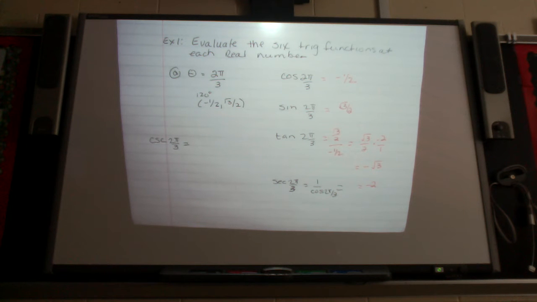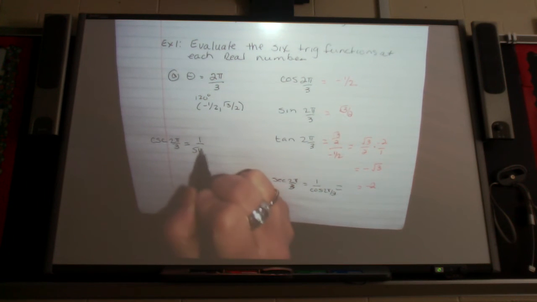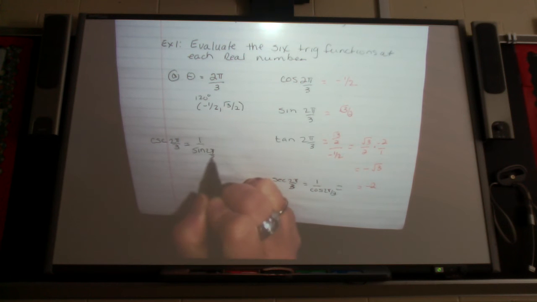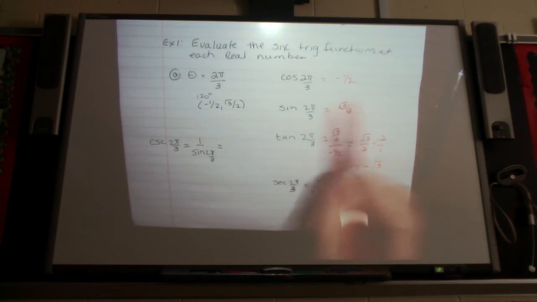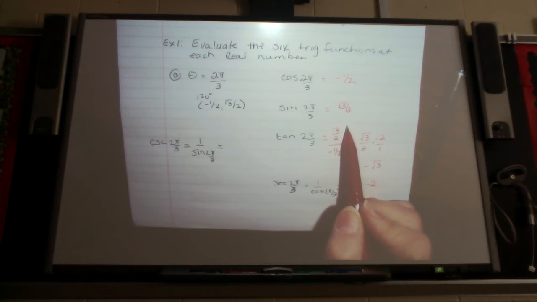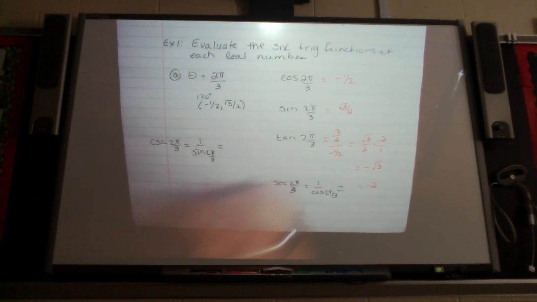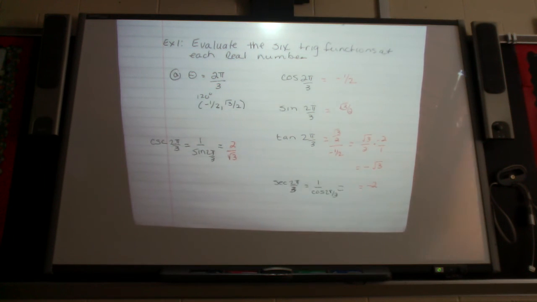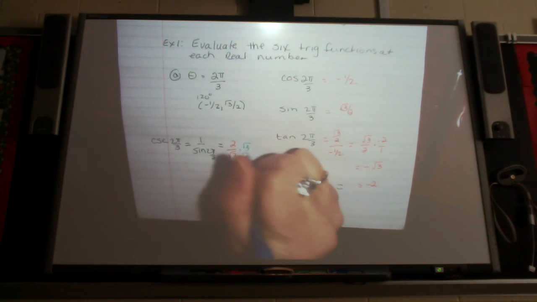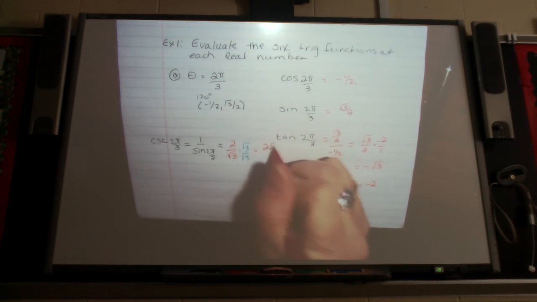Cosecant of 2 pi over 3 is the reciprocal of sine. Well, sine of 2 pi over 3 is what? Square root of 3 over 2. So what's the reciprocal of square root of 3 over 2? 2 over square root of 3. Then you need to rationalize it. Multiply top and bottom by square root of 3. So that gives you 2 square root of 3 over 3.